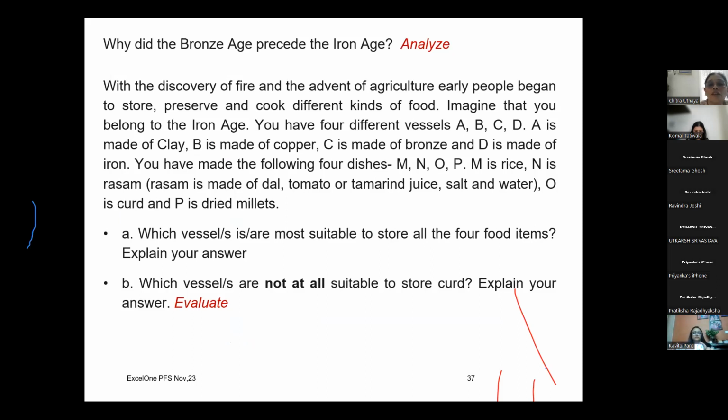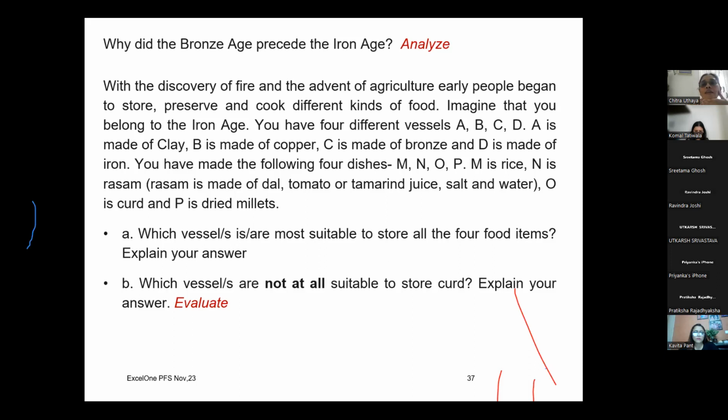Okay, so that becomes analysis. And then with the discovery of fire and advent of agriculture, early people began to store, preserve, and cook different kinds of food. Imagine that you belong to the Iron Age. You have 4 different vessels, A, B, C, D. A is made of clay, B is made of copper, C is made of bronze, and D is made of iron. You have these following dishes, M, N, O, P.